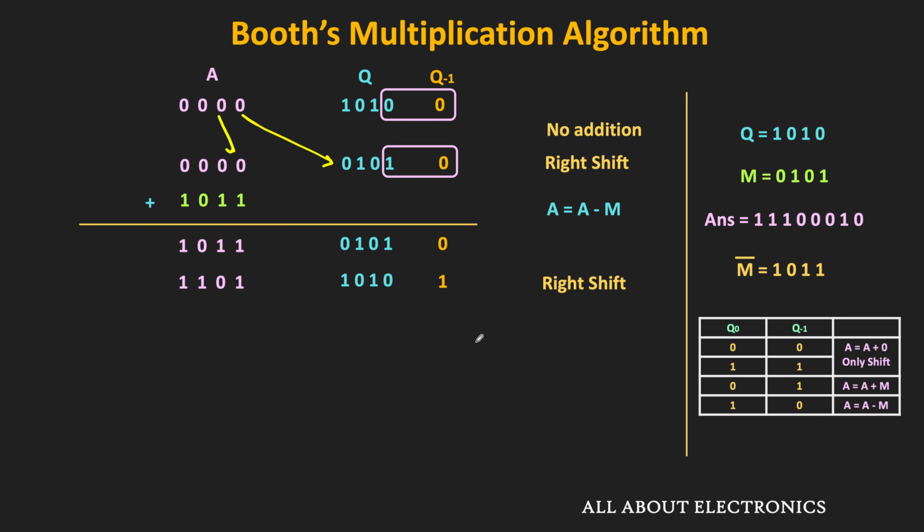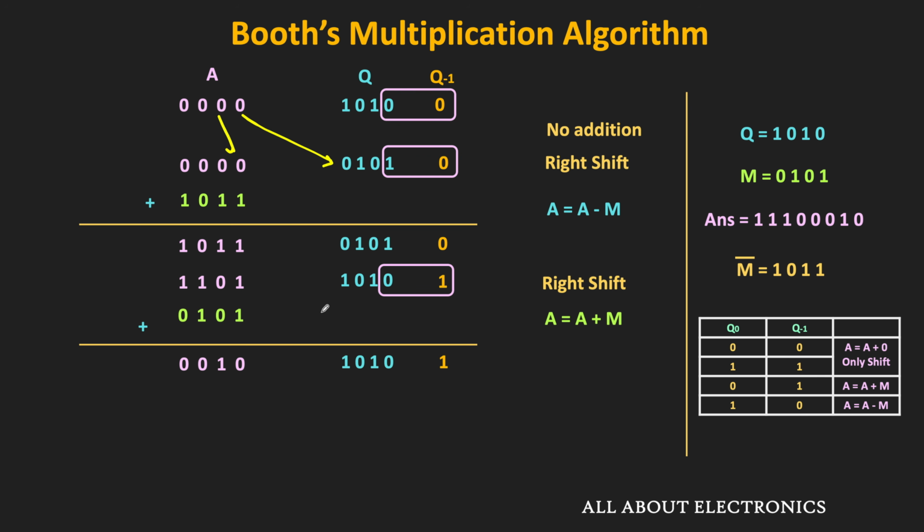So far, only 2 times the q0 and the q minus 1 bits have been checked. But since it is a 4-bit multiplication, this process will be repeated 2 more times. Now, if we check the q0 and the q minus 1 bits for the 3rd time, that is equal to 01. So now A plus M will be performed. That means this multiplicand will be added with the current value of the A register. And after the addition, this will be the value of the A register. During the addition, if there is any carry generated, then that will be neglected.